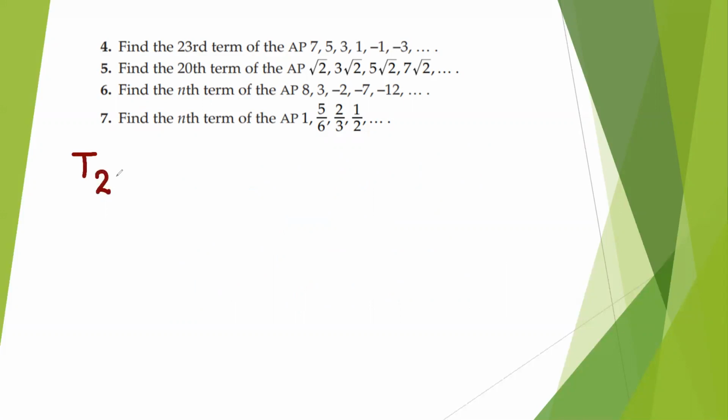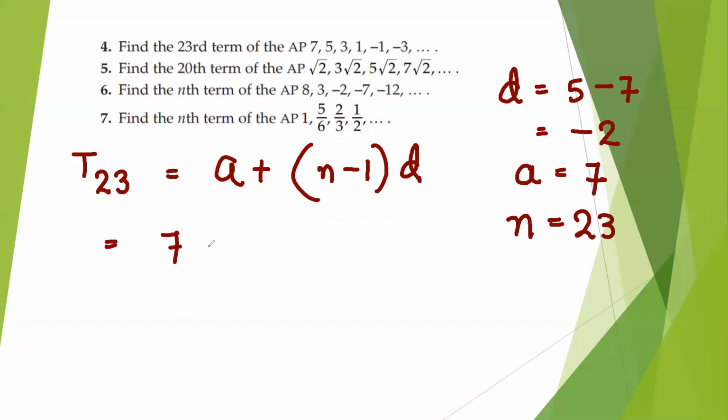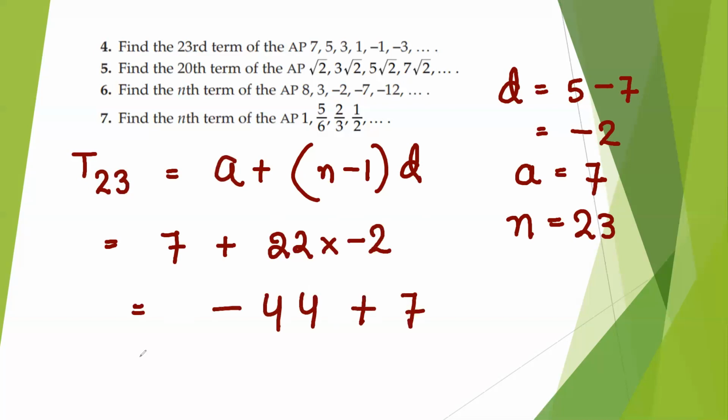So T23 equals what? A plus (n minus 1)d. How much is d? You can find d equal to 5 minus 7. Always the succeeding number minus the preceding number. So this gives you minus 2. A is how much? A is 7. So substitute. n is how much? n is 23 because you have to find the 23rd term. So 7 plus (n minus 1), that is 22, times minus 2. So this gives you minus 44 plus 7.